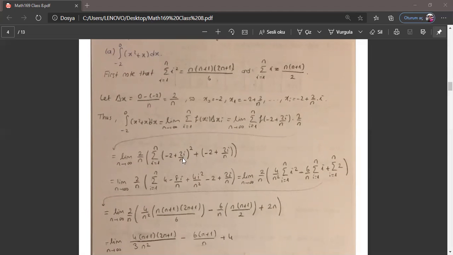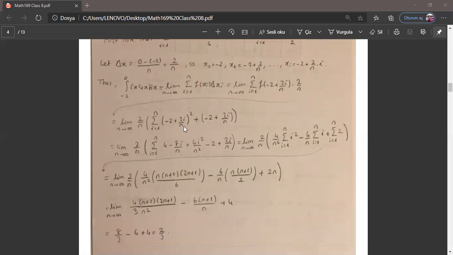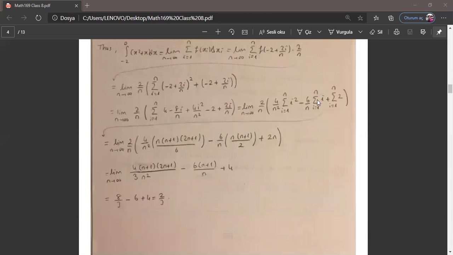Then what do we have? We have this. How do we obtain it? We know the function's formula is x squared plus x. So instead of x, we write -2 plus 2 over n i. So here we have this. Now we make some computations. You can do that by yourself, or you can read that by yourself. There's nothing complex there. So here we obtain these sums.